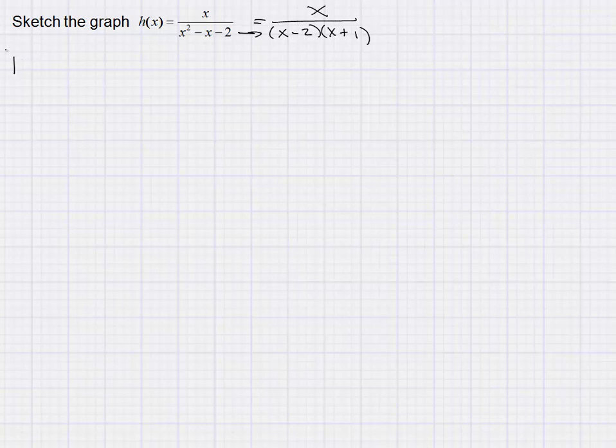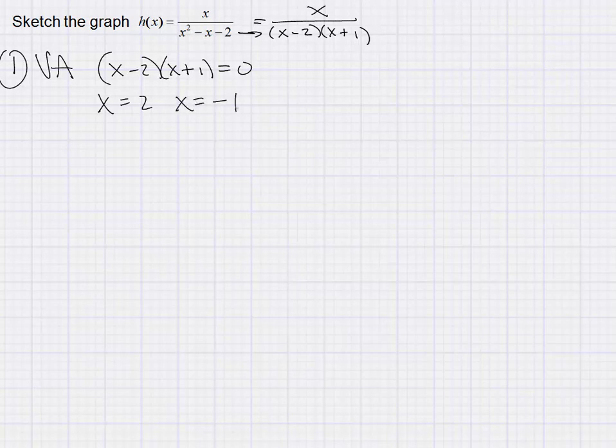So I go, alright, first step, vertical asymptote. When is the denominator equal to 0? Well, when x minus 2 times x plus 1 equals 0, which is x equals 2 and x equals -1. There's two vertical asymptotes in this particular graph. There's no limit to the number of vertical asymptotes you can get. It all depends on how many zeros you have of your denominator.